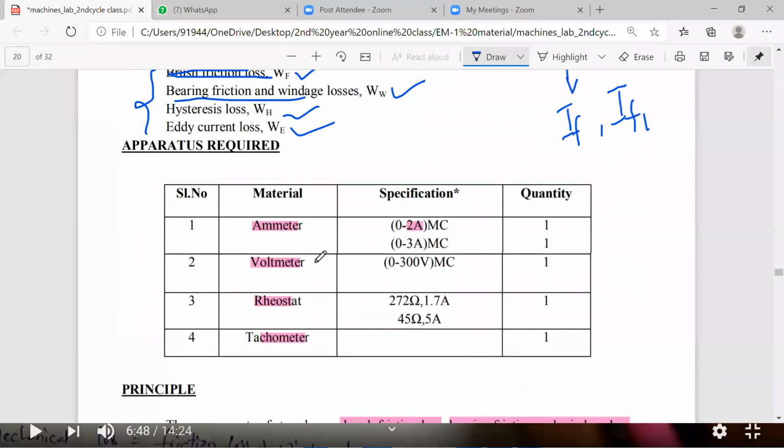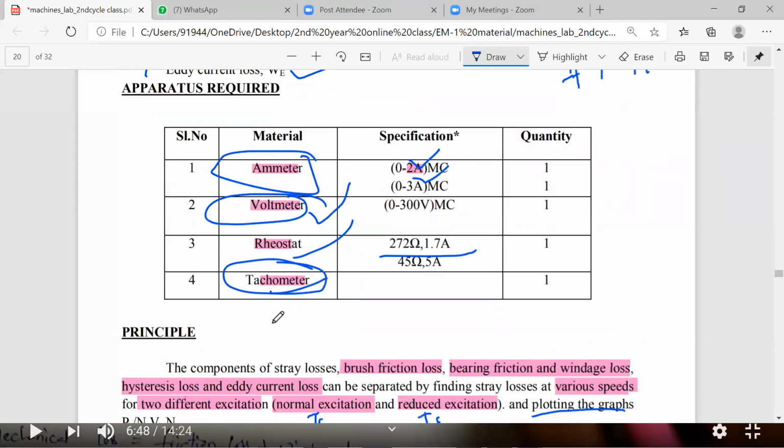These are the apparatus required: two ammeters and a voltmeter. One ammeter measures field current, the second ammeter measures armature current, and the voltmeter measures armature voltage. Two rheostats, a field rheostat and an armature rheostat. A tachometer measures the speed.